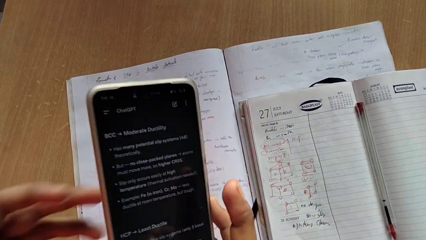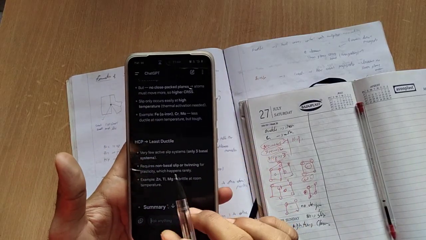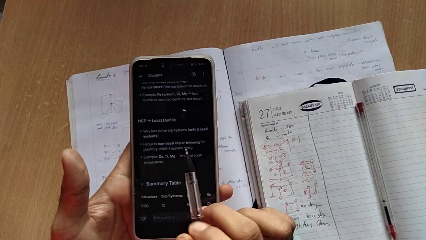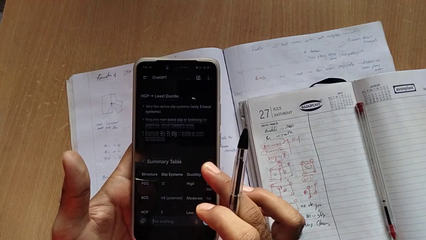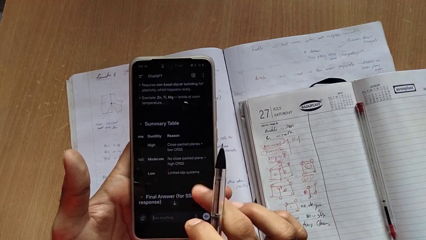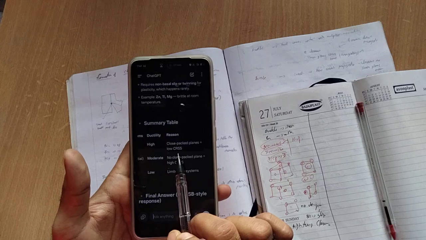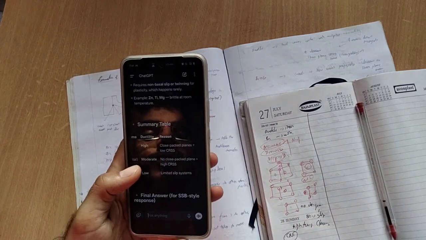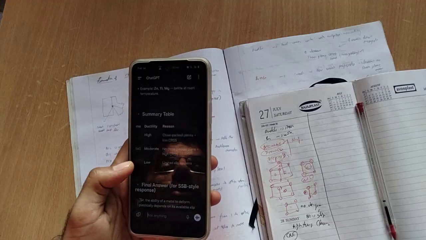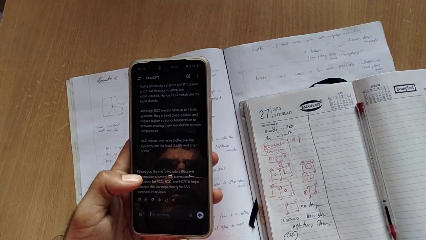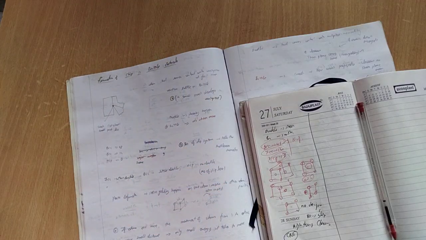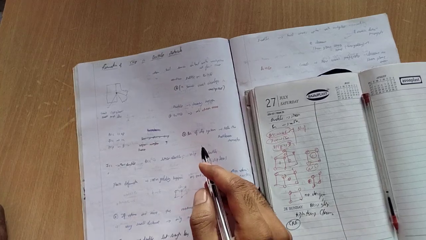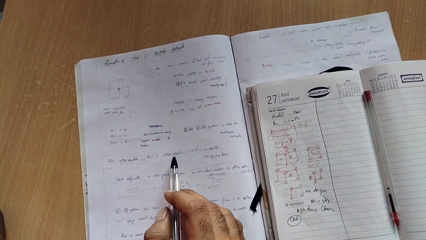For example, you can see chromium, molybdenum. And HCP has only 3 systems, so only twinning or fracture occurs, okay. So I think you can understand. Close packed planes and low CRSS, okay. And when you take BCC, it has more, okay, that's why. I think you got the point. So that's why the ductility of FCC is more, BCC is less, and then HCP.